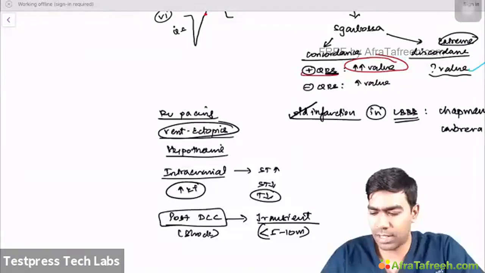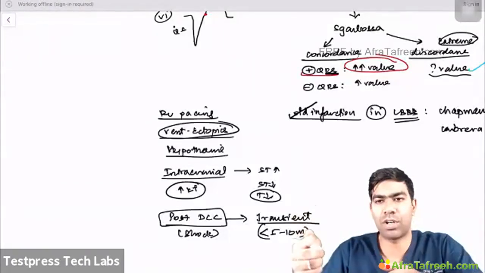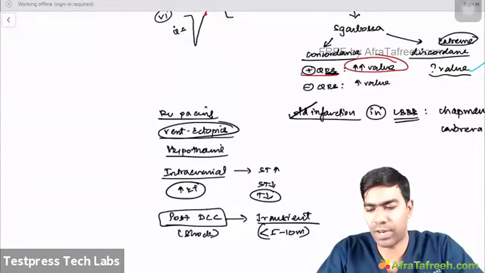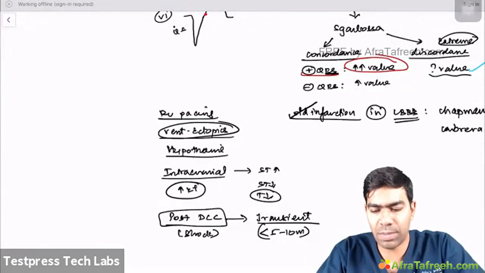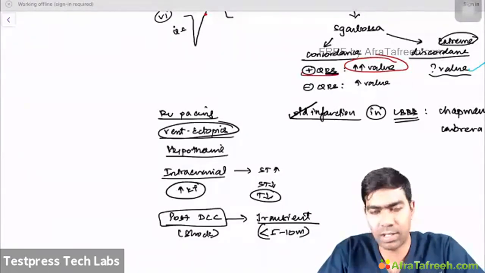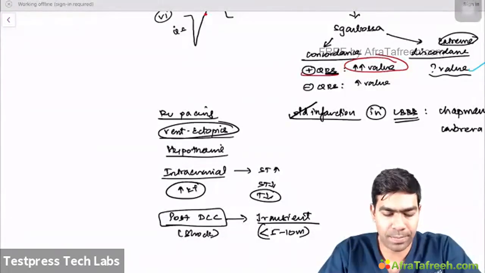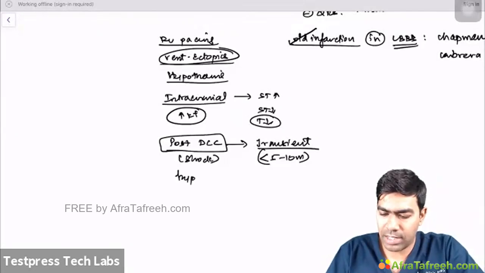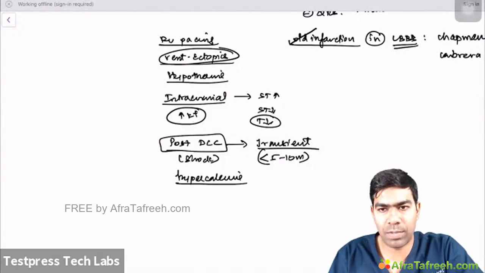So just seeing an ST elevation immediately after a shock, you should not think the patient has a STEMI and activate the cath lab. Wait for 5 to 10 minutes. ST elevations will usually settle after 5 to 10 minutes if the patient is having a shock-related ST elevation. Clear? So you can also get it in hypercalcemia, because hypercalcemia can produce Osborn waves like hypothermia.